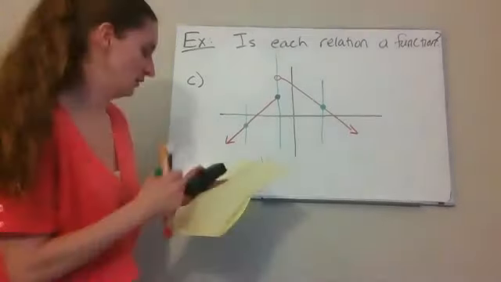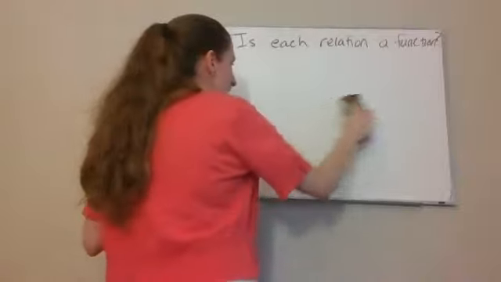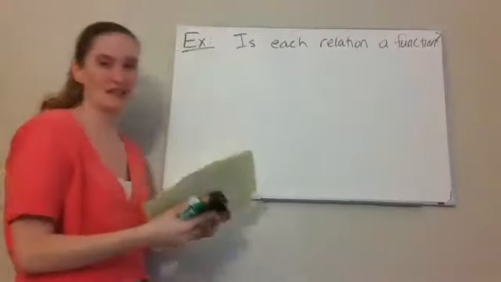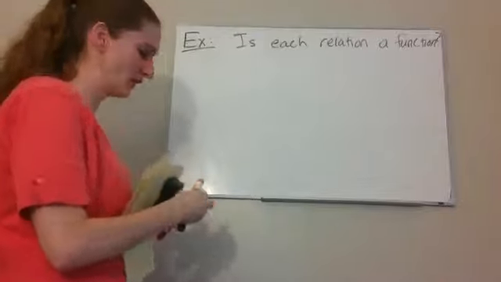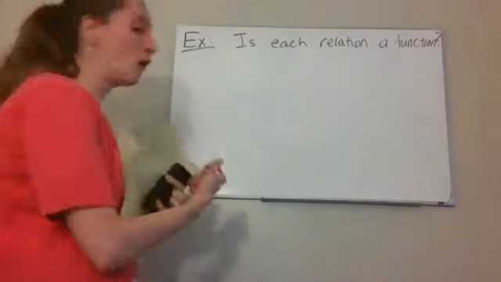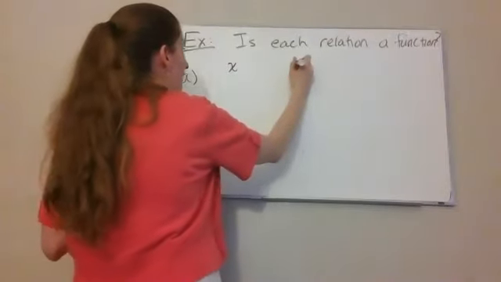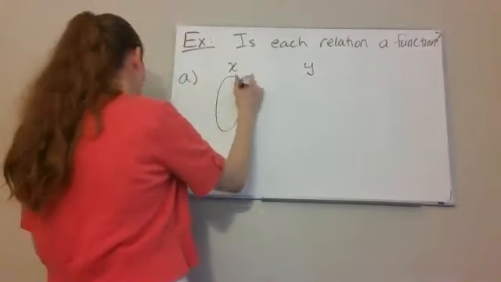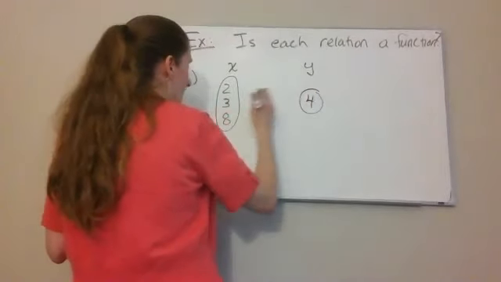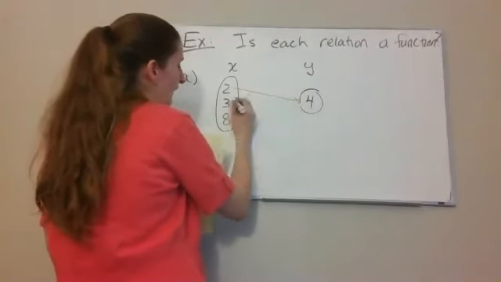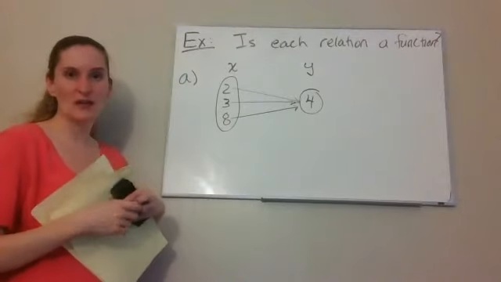All right. Let's keep finding out if various relations are functions or not, but this time, it's not going to be a set of ordered pairs, and it's not going to be a graph. So we have to try to use what we know about relations and functions to figure out if these things are just relations or if they're also functions. Part A. Here's my relation. I have x values 2, 3, and 8, and I have a y value of 4, and my relation is indicated by these arrows. 2 is going to 4, 3 is going to 4, and 8 is going to 4.